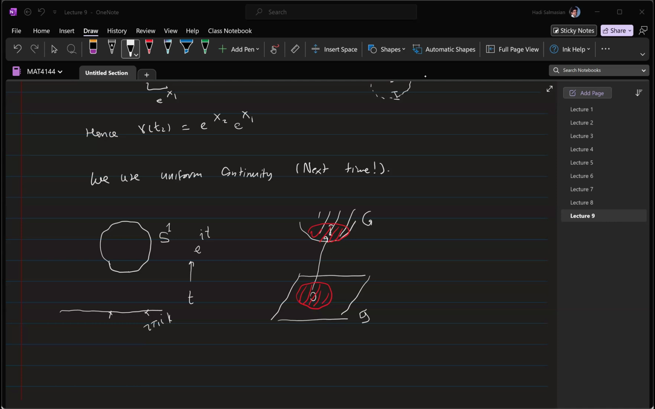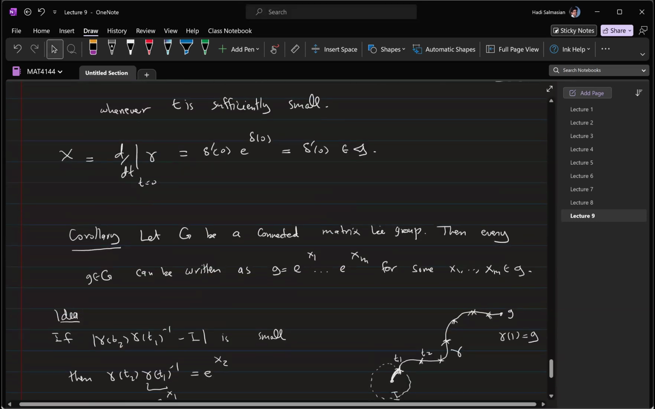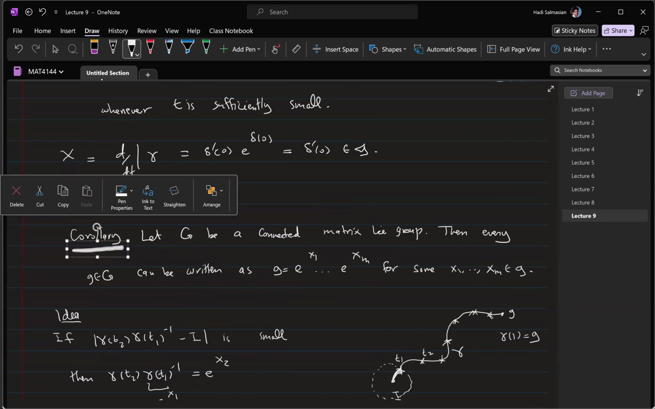Okay, so let's continue. Thanks for asking this. Any other questions from here? Last time we were trying to finish the argument that any element of a connected matrix Lie group can be written as a product of exponentials. So let's go to the next page. Let me create a new page.